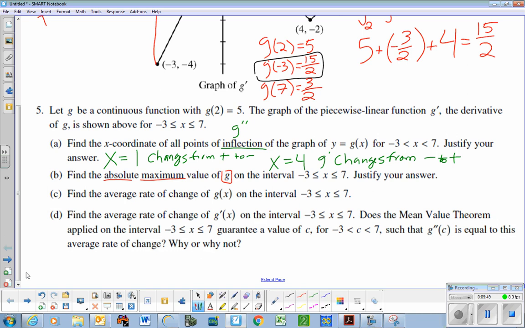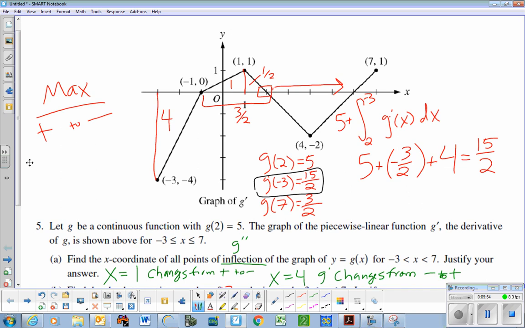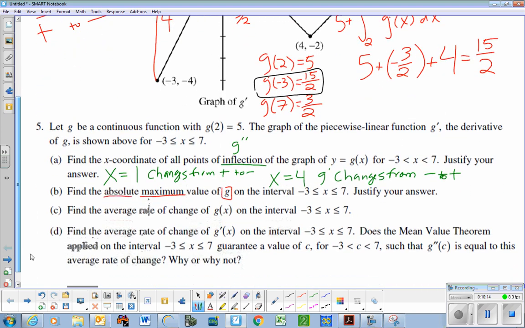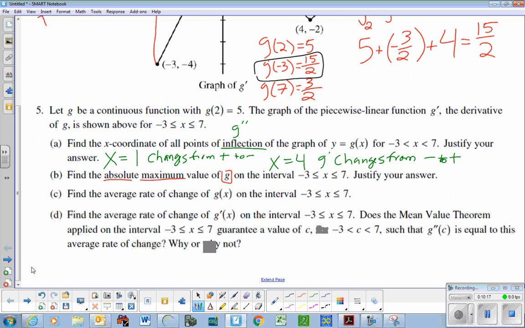And that's pretty much it. You have to do the work we did up here for g of negative 3 for both negative 3 and 7. You don't have to do it for 2 because it already gives you 2 in the problem. And then you just say the maximum value for g, for the interval x equals negative 3 to x equals 7, is 15 halves. And that's it. If you do all that, you get your points.